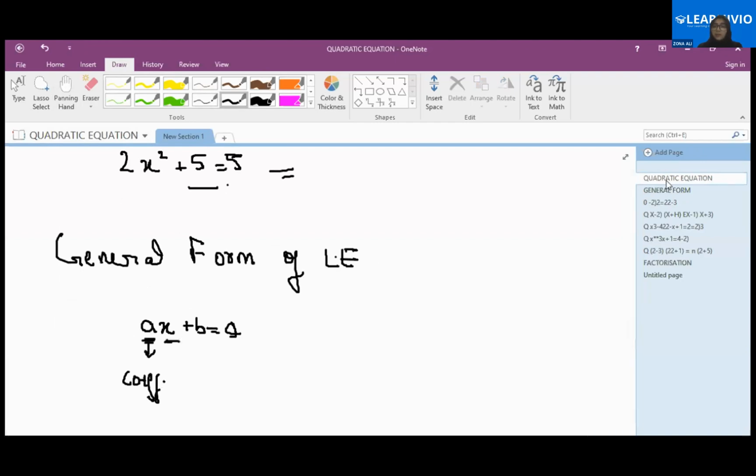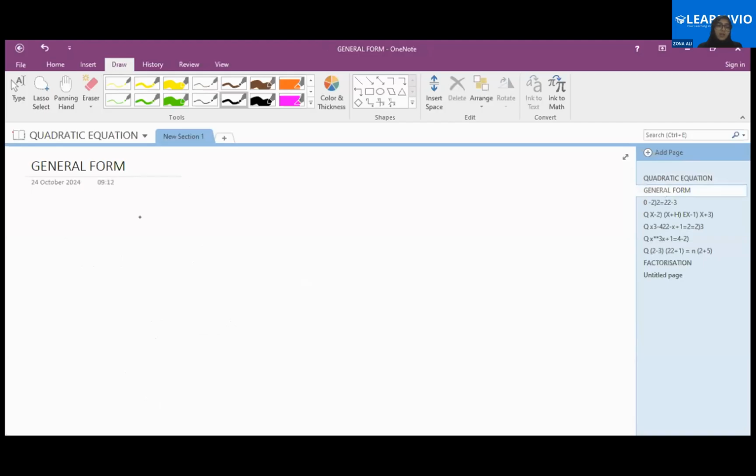Now, if we come back to the general form of your quadratic equation, it is ax square plus bx plus c is equals to 0. Okay, where a and b are your coefficients and c is your constant value.